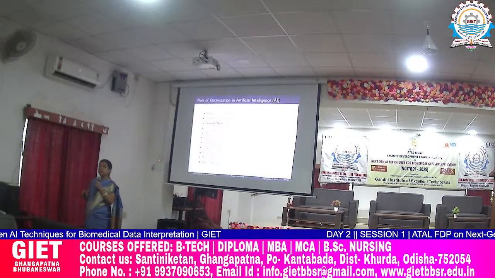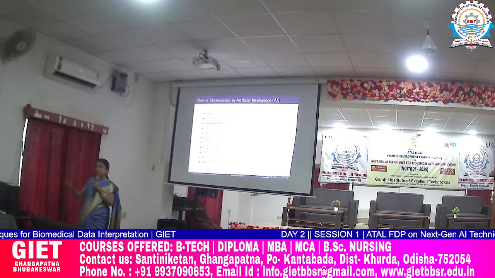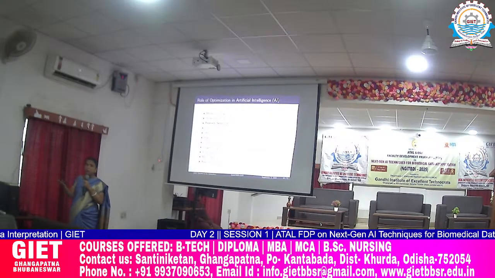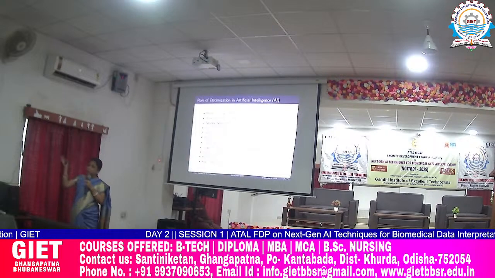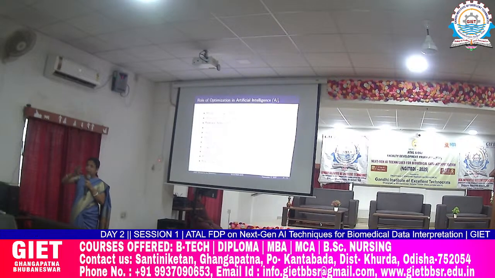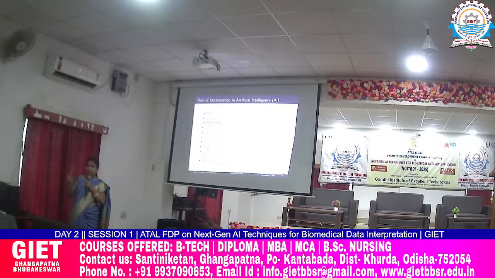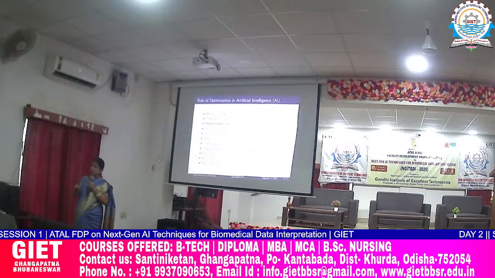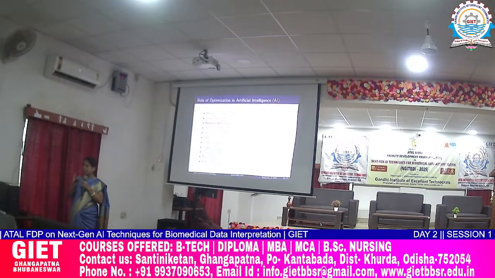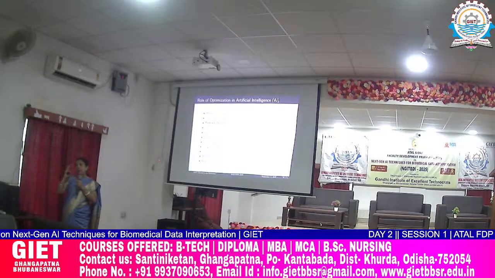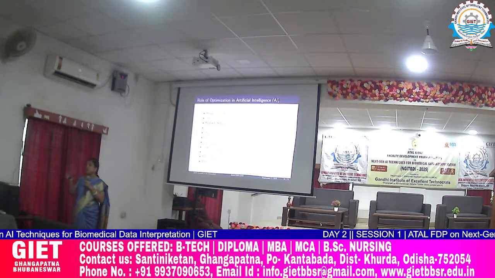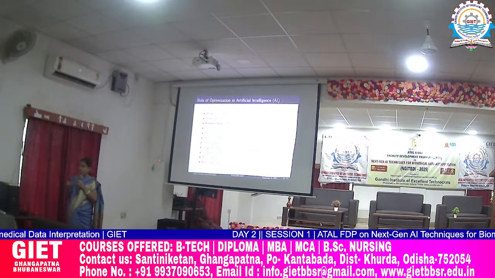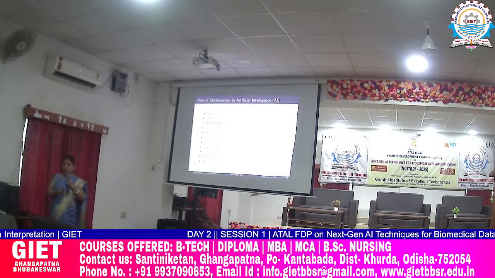Feature selection means whenever the dimension of the data set is huge, suppose the data set has millions of features, but all the features are not relevant. So you have to discard the irrelevant features and keep only the relevant features. That task is known as feature selection. And this is very important in the case of biomedical data, because biomedical data has huge dimensions. You have to select the important features. That is known as the feature selection problem.